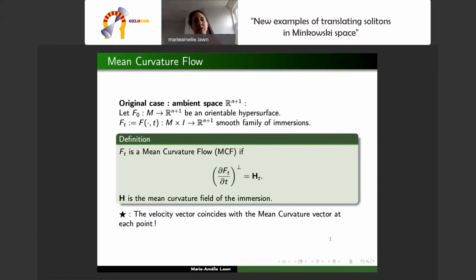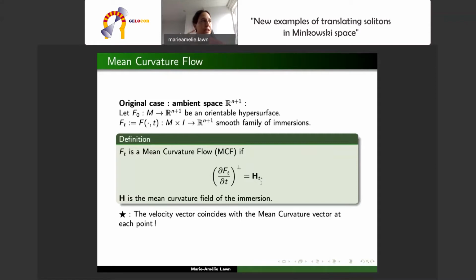The original case of the mean curvature flow was the ambient space R^(n+1). So what do we do in that case? We take an orientable hypersurface of R^(n+1), F0, and we take a smooth family of immersions, Ft, from F cross I, so it's a one parameter family, to R^(n+1), such that F0 is just the surface for t equals 0. And then we say that Ft is a mean curvature flow if the perpendicular part of the velocity vectors coincides with the mean curvature vector at each point, and H is the mean curvature field of the immersion.